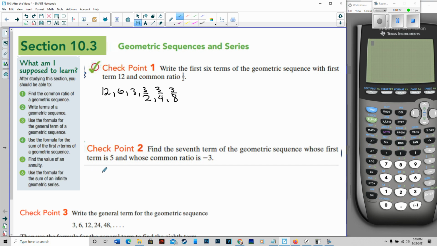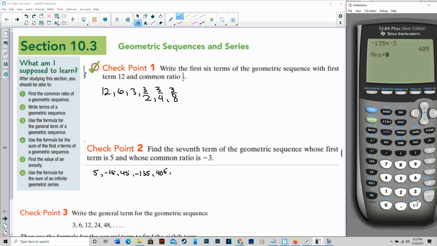Find the 7th term of the geometric sequence whose first term is 5 and whose common ratio is -3. So first term is 5, then it'd go -15, 45. How many is 7th? Then it would go -135. And let's go -135 times -3. So 405. And notice it's an alternating series when what we're multiplying by is negative. So times -3, that's -1215.